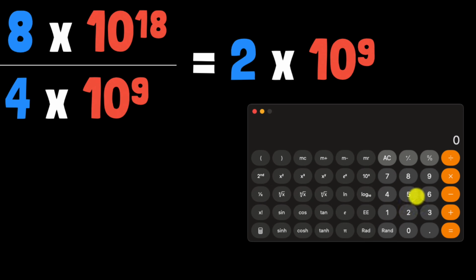All we do is input it the right way. So 8 EE 18. So that's our first number, divided by 4 EE 9. And look at what we get. Boom. 2 and 9 zeros. You can count that. And that's basically 2 times 10 to the power 9. And so this is how we input it into our calculator.